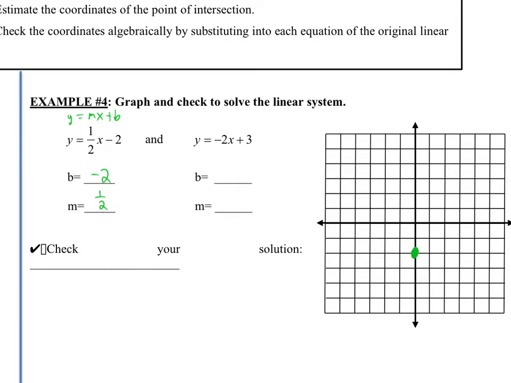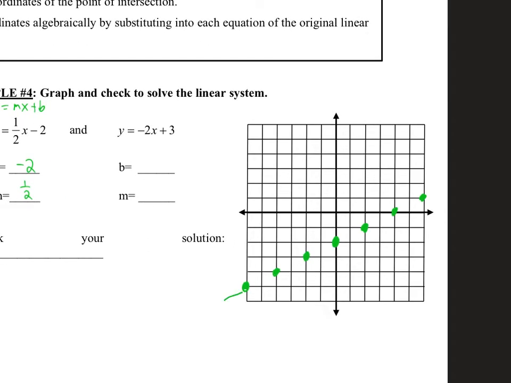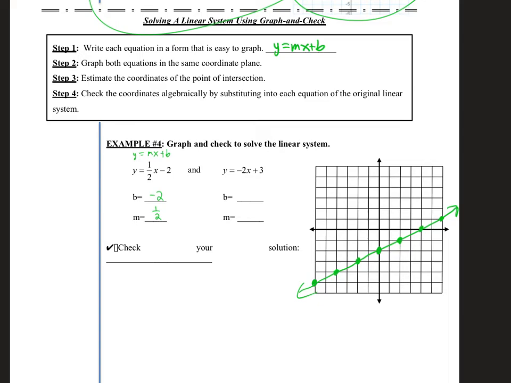And our rise over run is 1/2. So rise of 1, run of 2 means we go up 1, right 2. Up 1, right 2. We can also go the exact opposite direction, which is down 1, left 2. Down 1, left 2. And we're going to sketch a line. It's not going to be perfect, but it'll get the job done. And there's our first line.